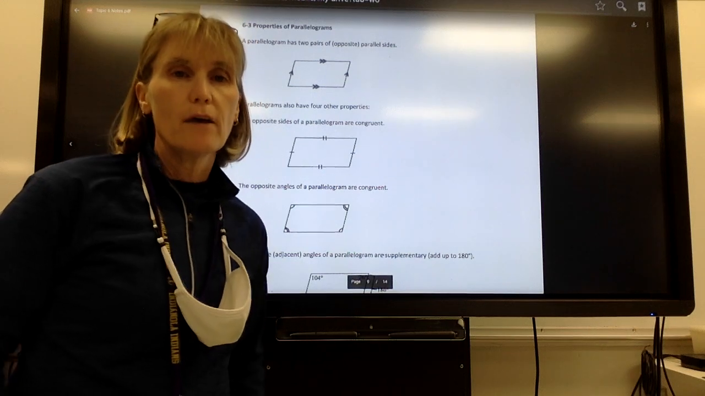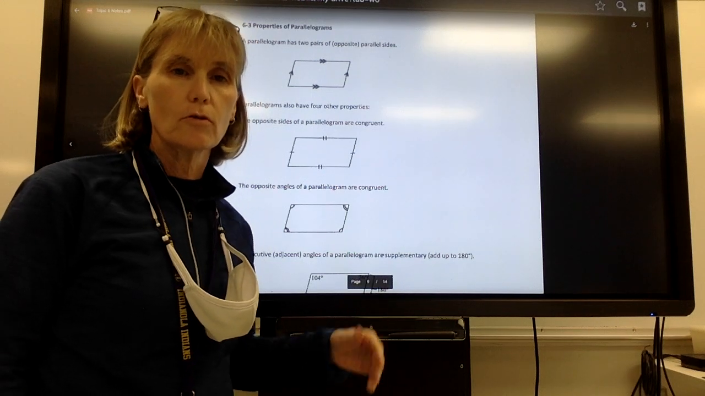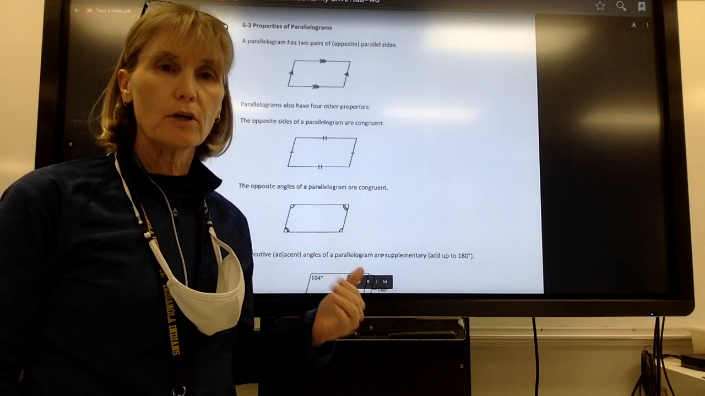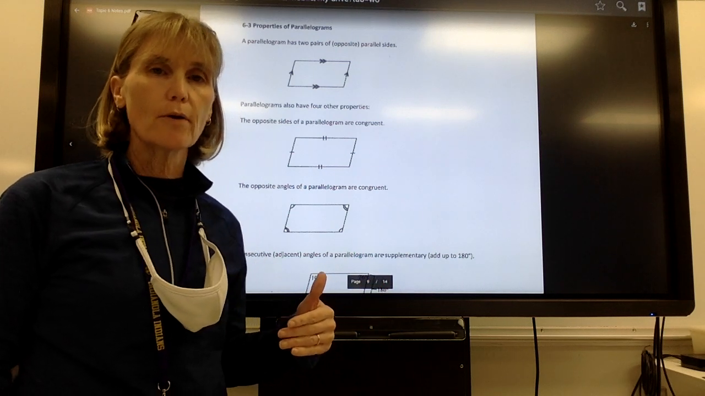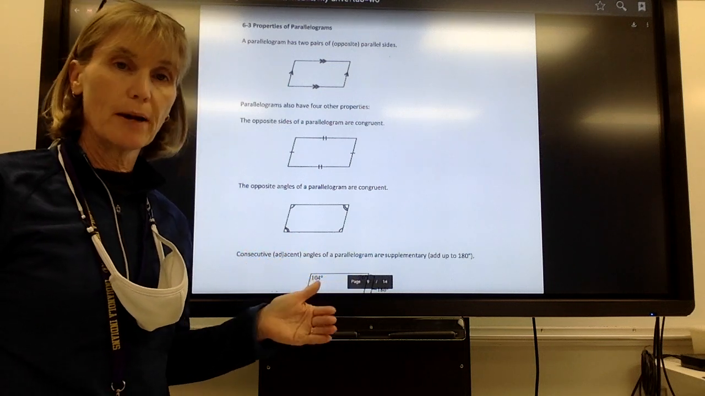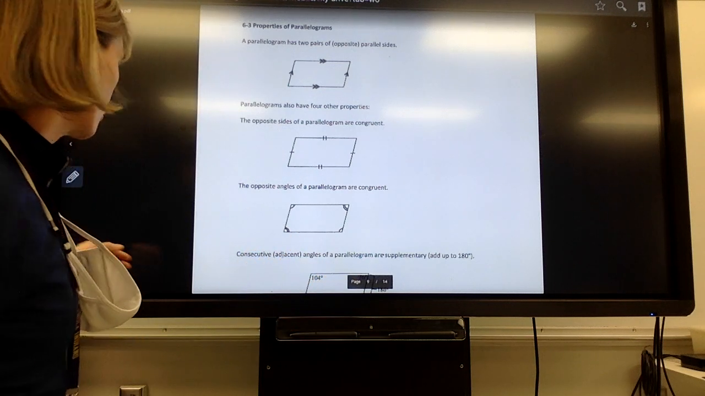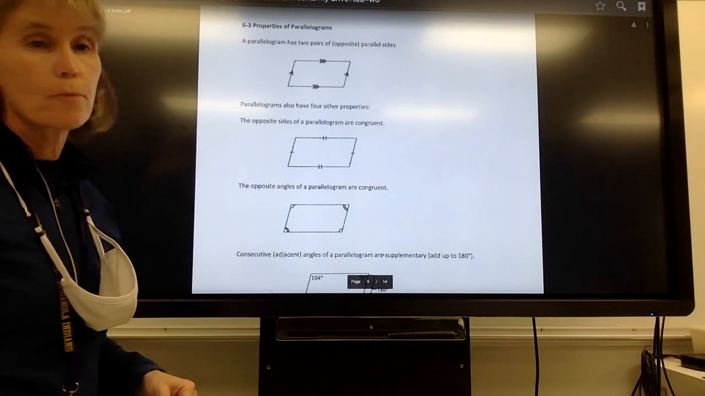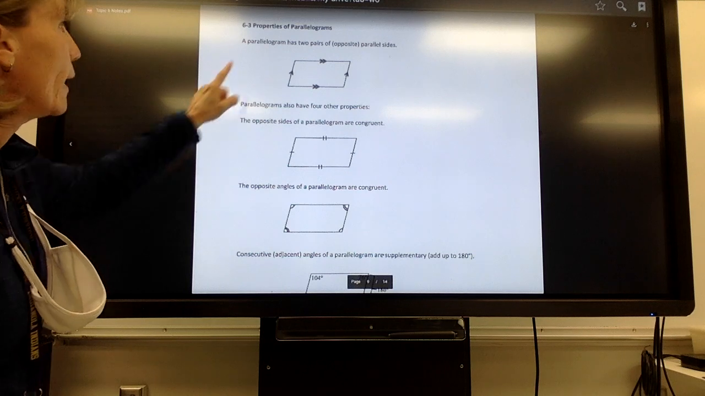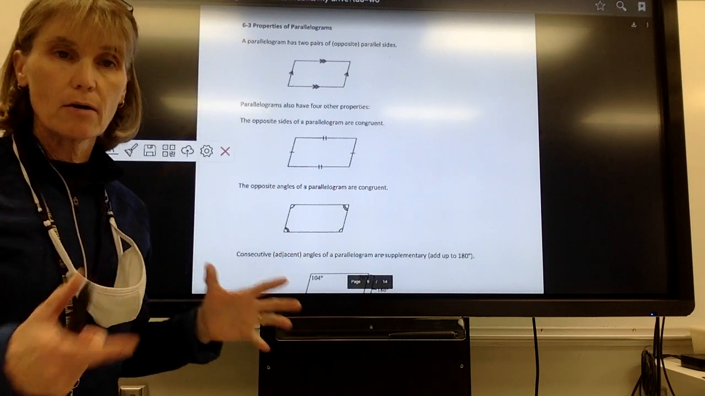Okay, we have now talked about the quadrilaterals that are a kite and the quadrilaterals that are trapezoid. We're going to continue to look at some different quadrilaterals, and the next type we're going to look at is what's called a parallelogram. Okay, so this starts out with the properties of a parallelogram. So you see the word parallel in parallelogram.